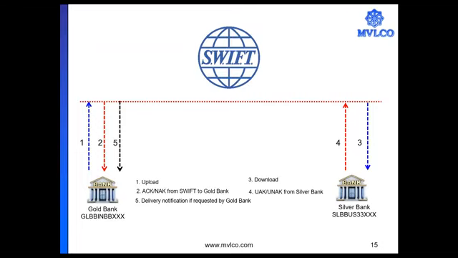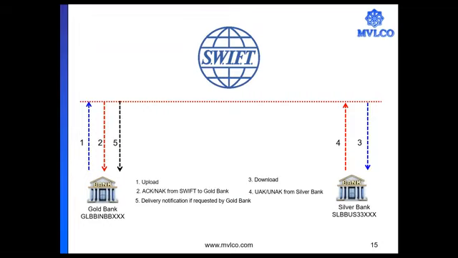So in reality, when you make a payment, for every ACK which you have received for an outgoing message, you must match the delivery notification, because ACK only means SWIFT received it. ACK does not mean Silver Bank received it. To ensure that Silver Bank received your message, you can request for a delivery notification to be given to the sending bank, in this example, the Gold Bank.